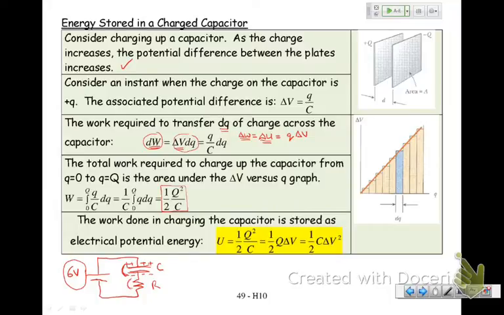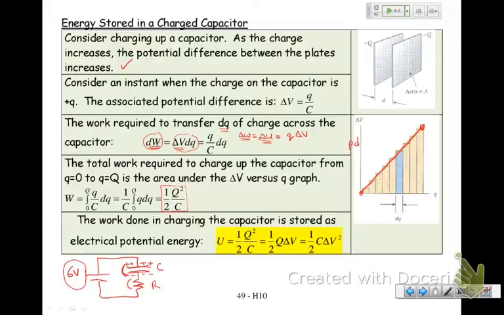Let's do it a bit more visually. Here's my voltage, here's my potential difference, if you like. Here is my charge. I start off with no potential difference. I end up with a ton of potential difference as I go from no charge to a lot of charge. Let's draw it out.